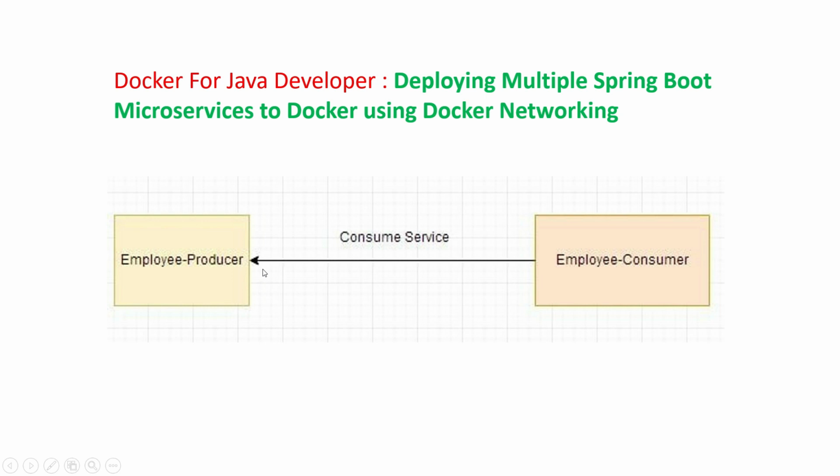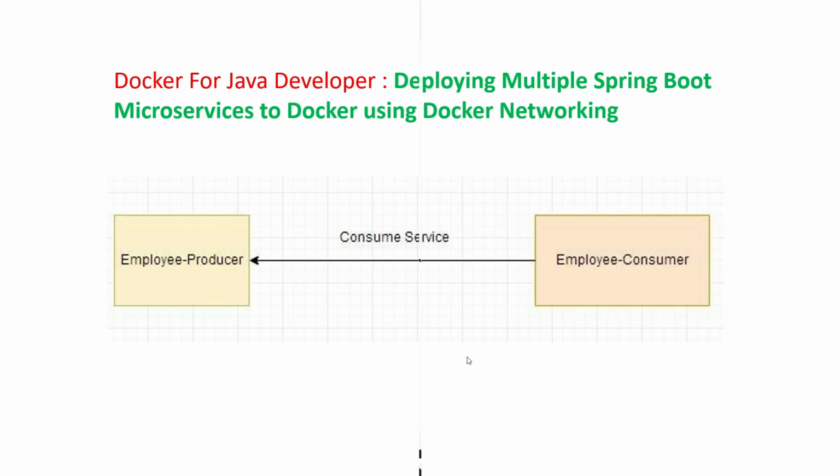Suppose the requirement is such that we need to deploy multiple microservices onto Docker containers. For example, we have two microservices, employee producer and employee consumer. As the name suggests, employee producer exposes the REST API which will be consumed by employee consumer. But Docker has been designed in such a way that it should have only one single service running. So we will deploy these two microservices on two different containers and have them interact with each other.